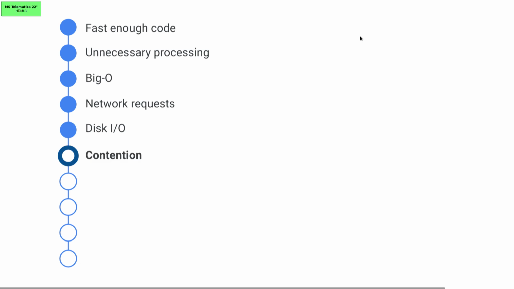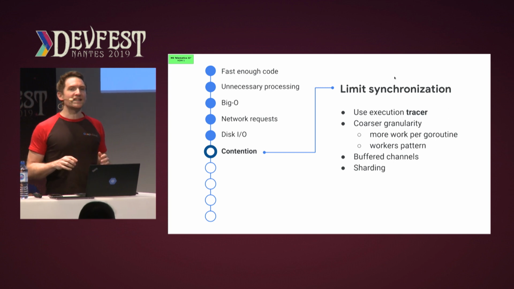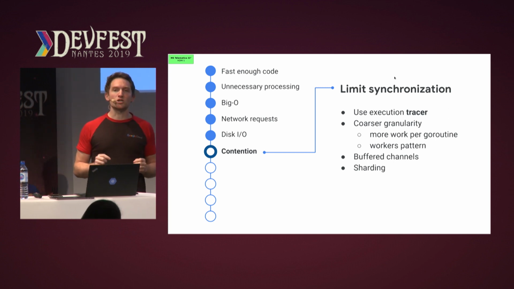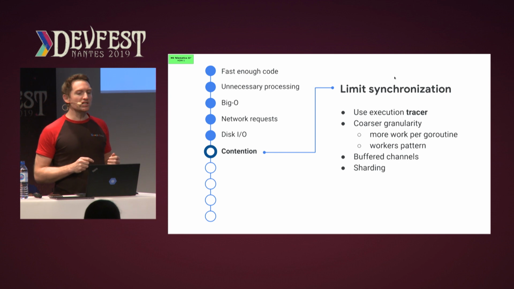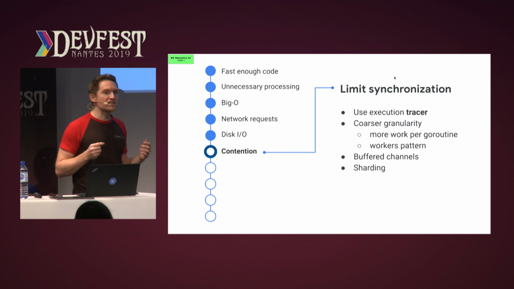Contention. Thousands of Go routines waiting for each other is a perfect recipe for unnecessary slowness. To limit the excessive need for constant communication between Go routines, I suggest to create workers. The worker pattern looks like this.